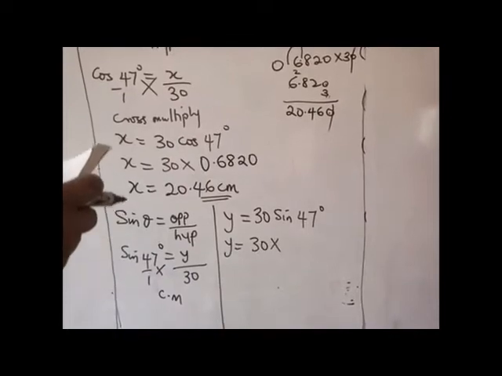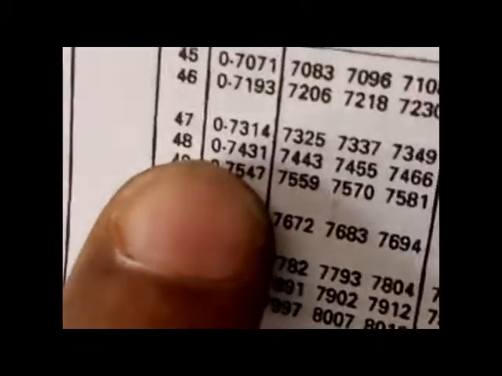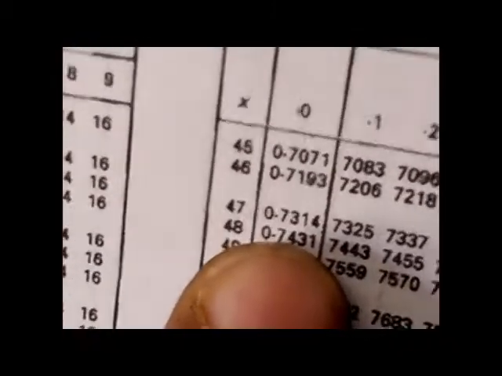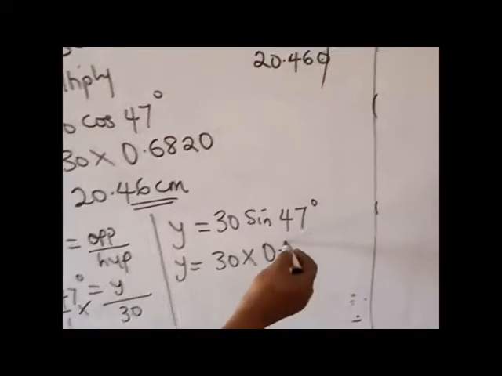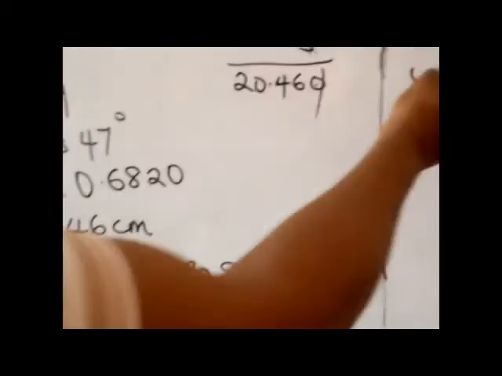So let's go to sines of angle. Sines of angle 47 under 0, we have 0.7314. So multiply 0.7314 by 30.